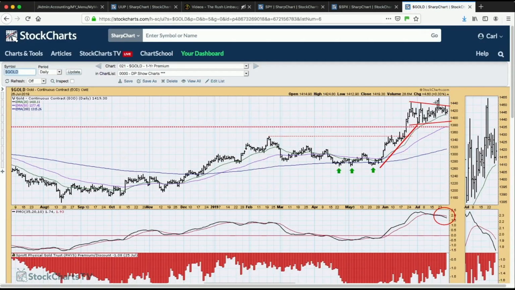Gold tried to break out for us, but it got back into what I'm still calling a flag, maybe a pennant, but anyway, it's the same mechanics involved here. This is a long-term line of resistance, which is now support, and it's staying above that. It's very, very positive.